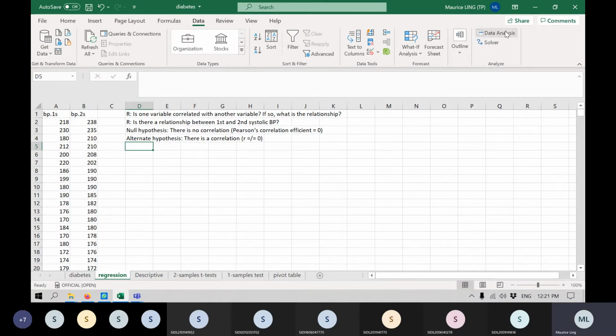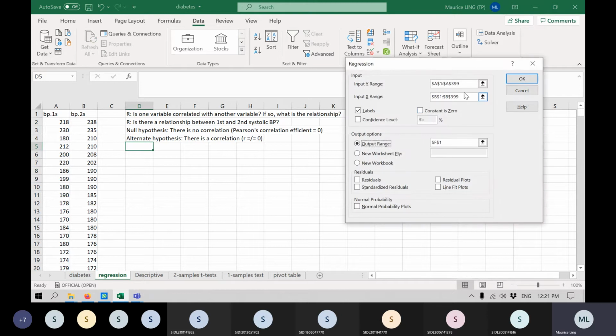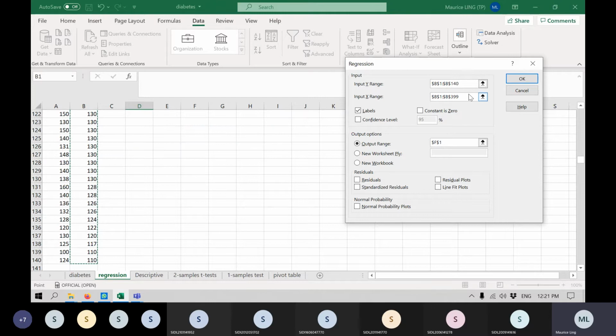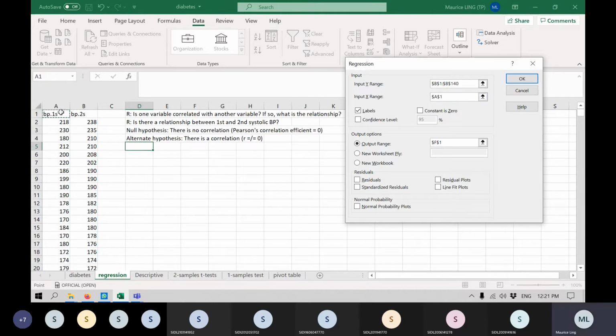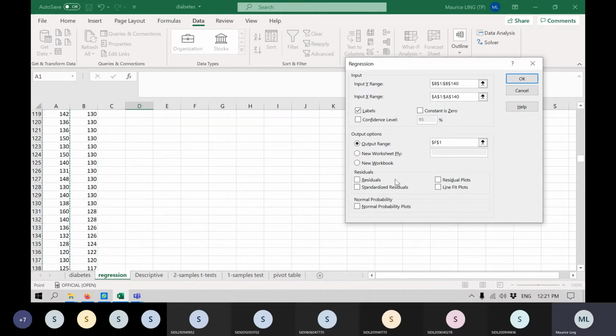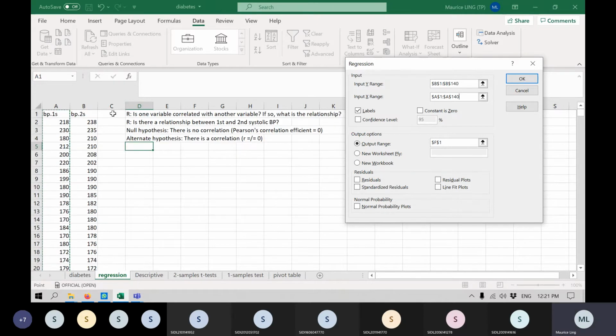All right. In this case, let's go back. Let's say our Y is the second systolic blood pressure, our X is the first systolic blood pressure. We click on the labels because we highlighted the labels as well, and we look at the output. Let me put the output in D1.